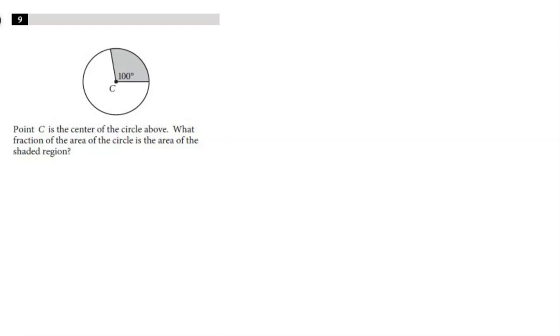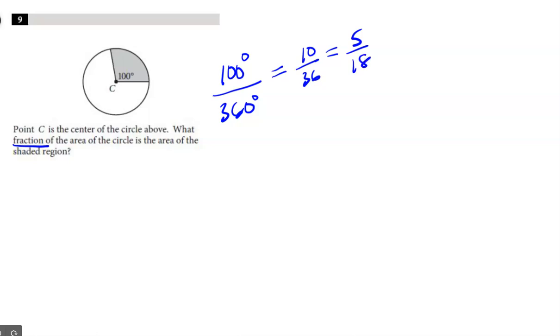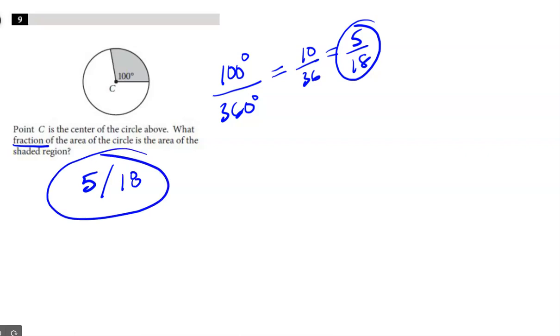Number 9, point C is the center of the circle above. What fraction, so our answer is going to be a fraction here, what fraction of the area of the circle is the area of the shaded region? Well, the shaded region is 100 degrees, and the full circle is 360. So it should match that exact same fraction. The area is going to match whatever this fraction is. So if I whittle that down, dividing both by 10 gives me 10 over 36. And then dividing those both by 2 gives me 5/18. So I believe the fraction you need to enter is 5/18.